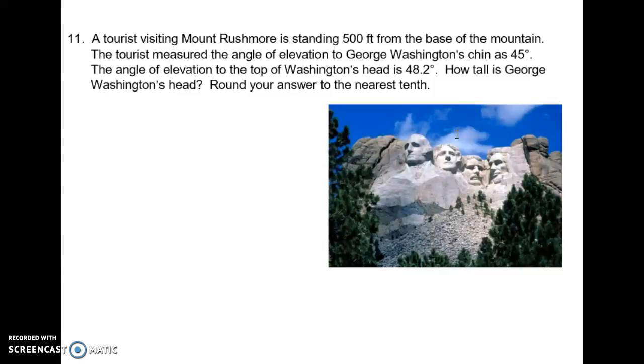A tourist is visiting Mount Rushmore, standing 500 feet from the base of the mountain. The tourist measured the angle of elevation to George Washington's chin as 45 degrees. The angle of elevation to the top of Washington's head is 48.2 degrees. We want to know how tall is George Washington's head, and round our answer to the nearest tenth. We're going to need to set up two triangles. One of them is going to have an angle of elevation to the chin, and one has an angle of elevation to the top of the head.